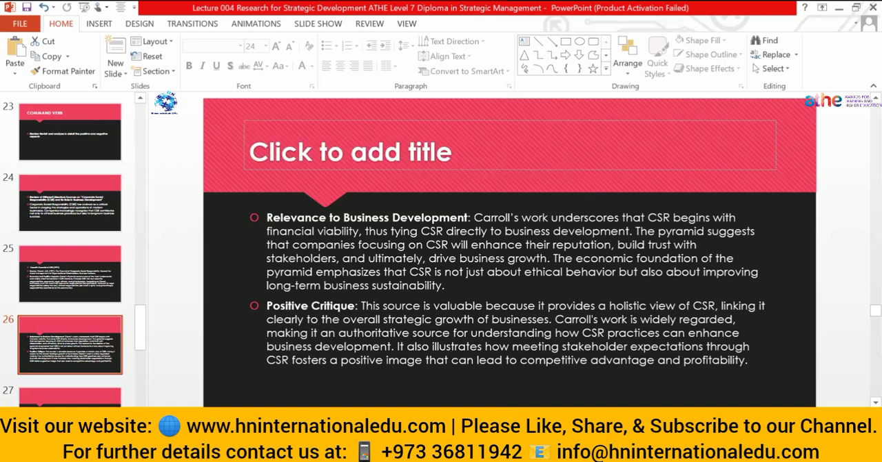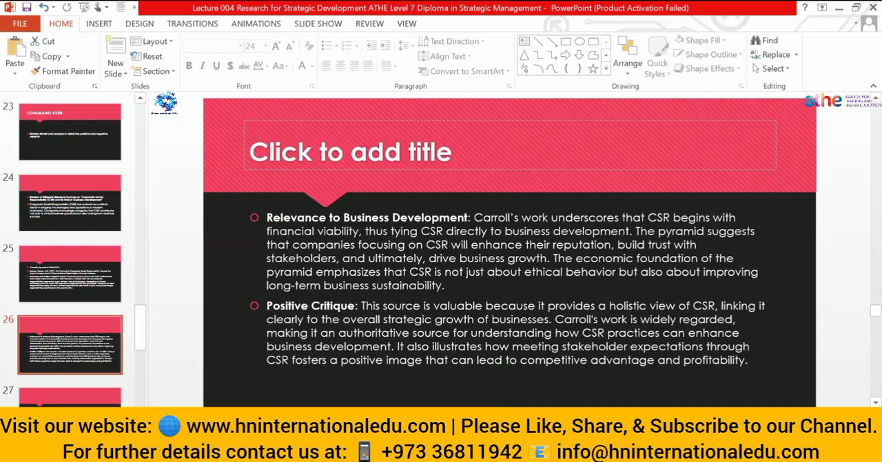development. The pyramid suggests that companies focusing on the CSR will enhance their operation, build trust with the stakeholders, and ultimately drive business growth. The economic foundation of the pyramid emphasizes that CSR is not just about ethical behavior, but also about improving the long-term business sustainability. So this was making my topic relevant to the subtopic which I chose.